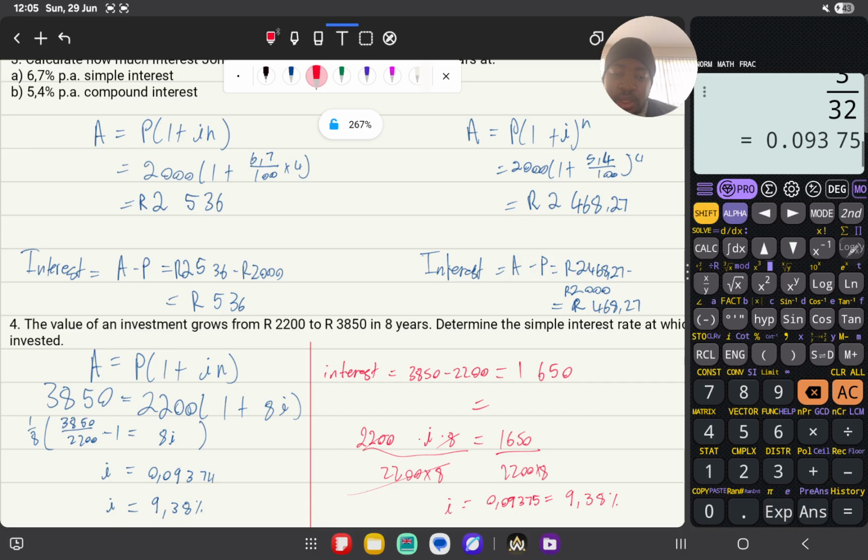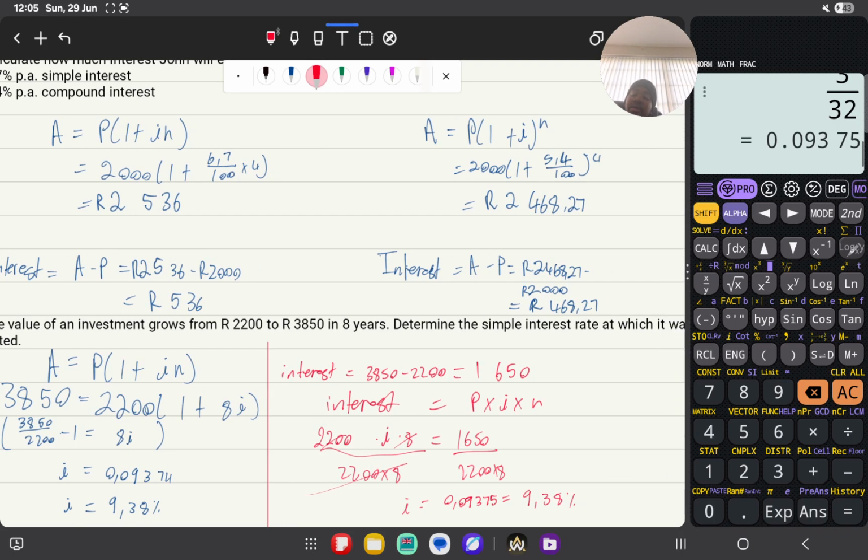I could just say here, interest is the same as P multiplied by R multiplied by N. Right. This is the formula for interest, and then yeah.